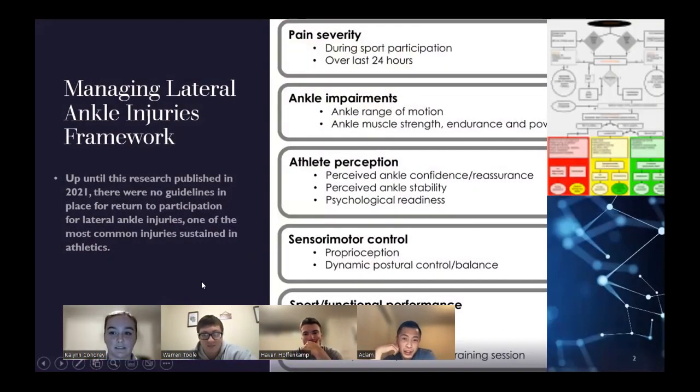So this is all about managing lateral ankle injuries. And we're really talking about that acute setting, just like you started to talk about. And shockingly, until 2021, guys, there weren't any guidelines for return to participation for lateral ankle injuries. And that's one of the most common injuries we have.